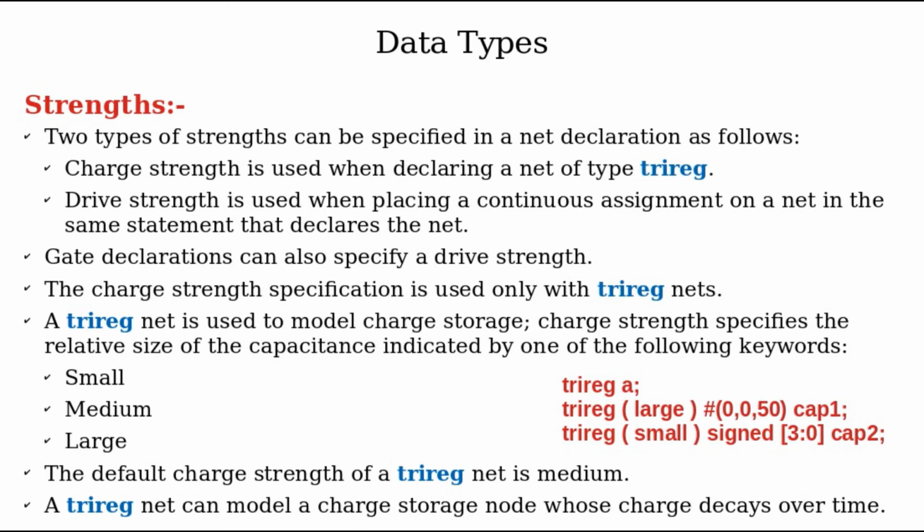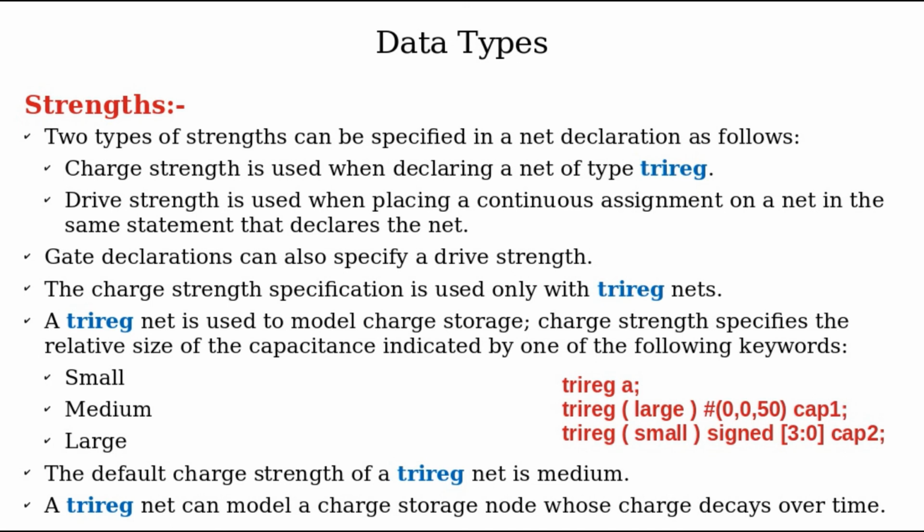Another data type is strengths. Two types of strength are specified in Verilog HDL as follows: charge strength and drive strength. Charge strength is used when declaring a net of type trireg, whereas drive strength is used when placing a continuous assignment on a net in the same statement that declares the net. A net declaration can also specify a drive strength.